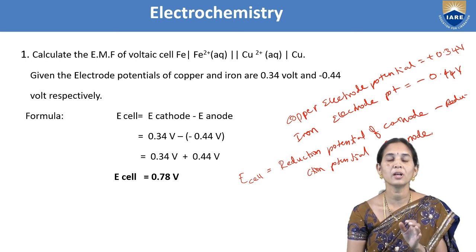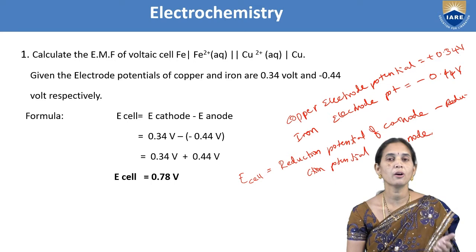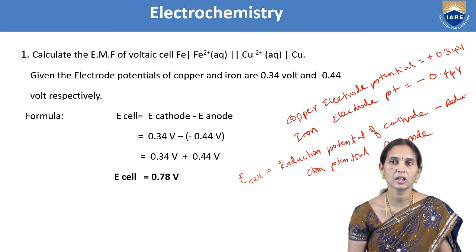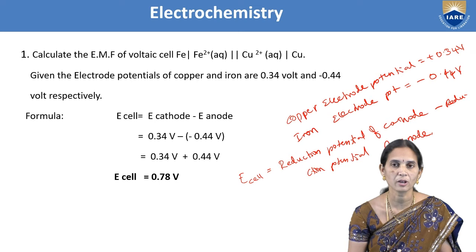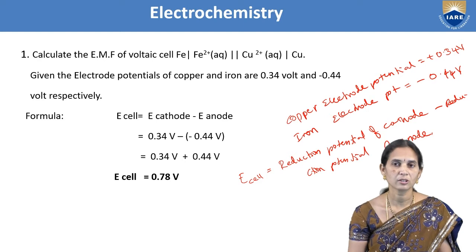So here the formula is E cell is equal to E cathode minus E anode. We have to calculate the EMF of the cell. So the formula is E cell is equal to reduction potential of the cathode minus reduction potential of anode. Here in these two electrodes, the copper electrode acts as a cathode and the iron electrode will act as an anode.